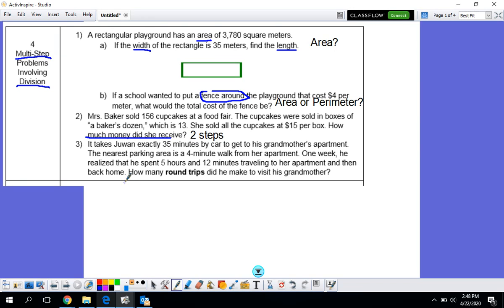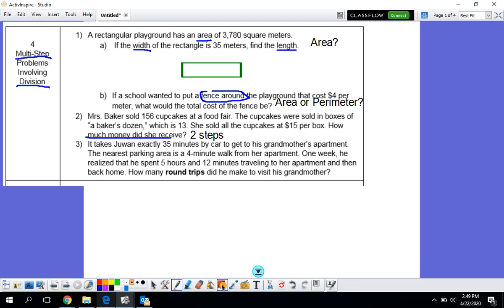Number 3, it says if it takes Jawan exactly 35 minutes by car to get to his grandmother's apartment, the nearest parking area is a 4-minute walk from her apartment. One week, he realized he spent 5 hours and 12 minutes traveling to her apartment and then back home. How many round trips did it make to visit his grandmother? There is a lot of information there, friends. It might be wise for y'all to maybe draw a picture of this.